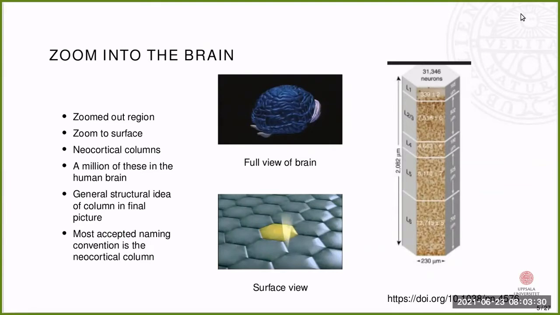If we take a look at the brain and zoom in on the surface, we have this surface view of all these cortical columns, and the human brain has about 1 million of these. If we were to take out this column here, highlighted in yellow, we'd get this general structure on the right hand side, where we can see it's split into several layers.